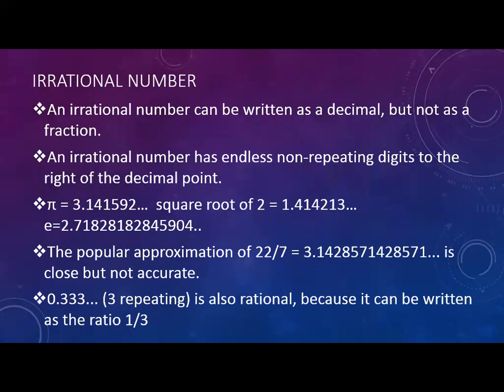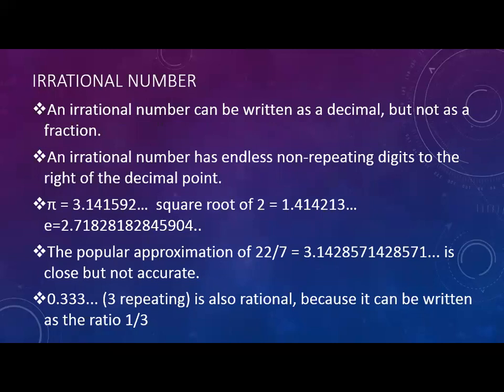And next one, irrational number. An irrational number can be written as a decimal but not as a fraction. So it will have the decimal values. For example, pi value, you can take it as 3.141592, but it's a very close value. We cannot say 22 by 7 is the correct value for pi, but it is the closest value. The same way we have different irrational numbers such as square root of 2 and e, 2.71828 and so on. So these are some examples in math calculations.